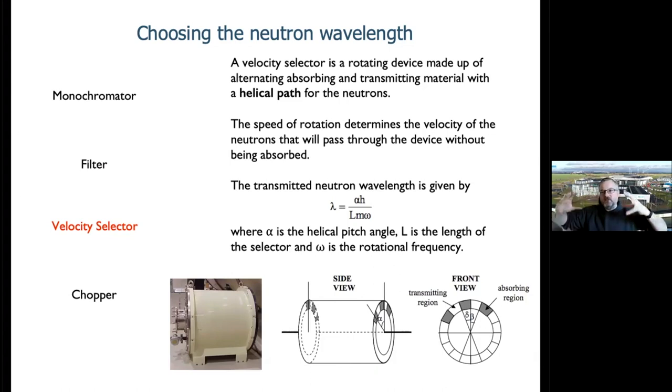What this means is that, depending on the speed you rotate that drum at, as the neutrons come through, they'll see a gap. And if they have the right velocity, as this rotates, they will still see a gap, still see a gap, and make it all the way through. If they have the wrong velocity, they will hit the absorbing edge on one side or the other. So by varying the speed of rotation of a velocity selector, we can change what wavelength we pick. Most SANS instruments will allow you to choose somewhere between 4 and 20 angstroms, and that's all done by varying the rotation speed. You can see here the equation that determines what wavelength gets transmitted. It depends upon exactly how long the velocity selector is, the size of the gaps, and the speed at which we rotate.